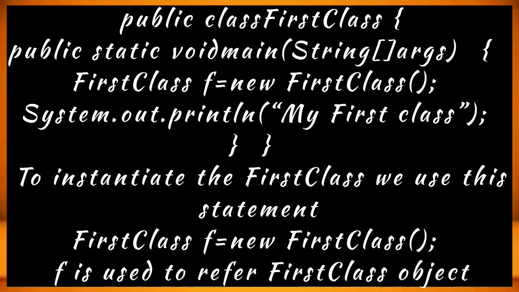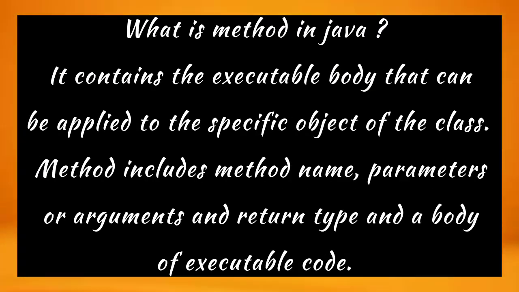So in this example, FirstClass, we are using FirstClass f = new FirstClass() and we are printing My first class. To instantiate the FirstClass, we use this statement: FirstClass f = new FirstClass(). f is used to refer to the FirstClass object. So new FirstClass() is the object and f is the reference to that.